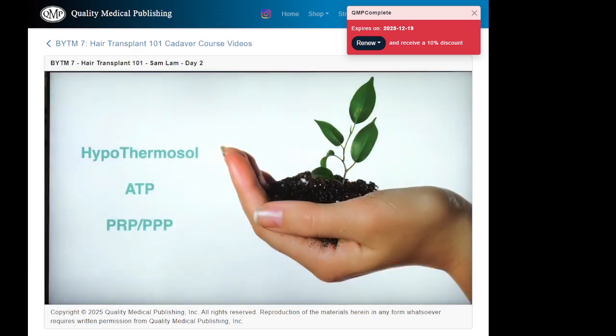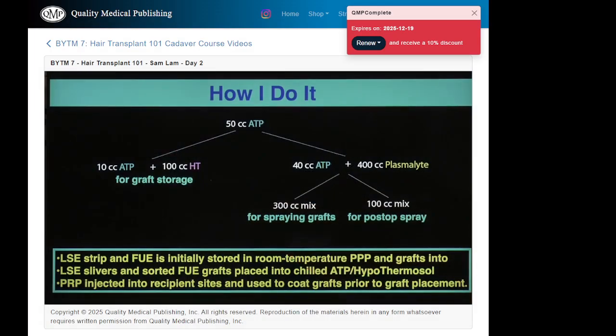So for me, the major regenerative technique storage media that I use are hypothermosol ATP, PRP, and PPP, which is platelet poor plasma. How do I do all this? So this is probably a nice little chart. Essentially, I get the ATP in 50 milliliters. From that, I take out 10 of it and mix it with 100 milliliters of hypothermosol. That becomes my graft storage.